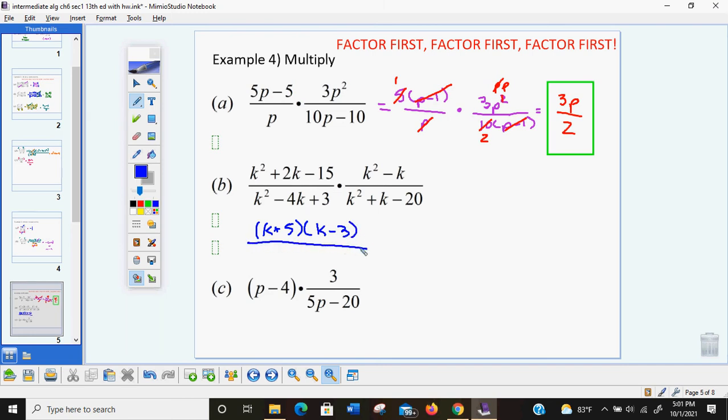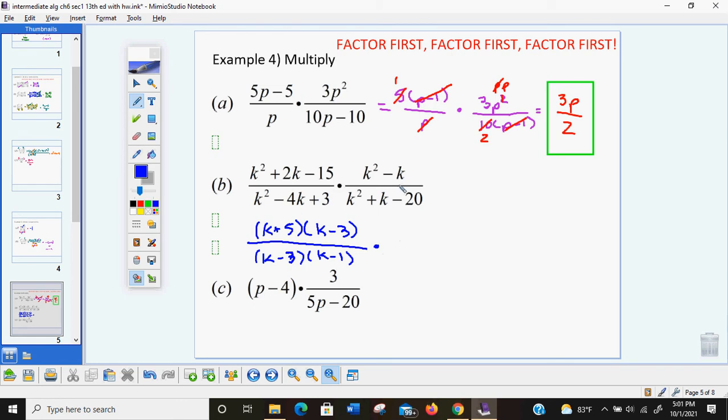Now go to the bottom. That factors into k minus 3 times k minus 1. That gives me a positive 3 on the end and a negative 4 in the middle. Now let's put in our times sign, and let's do this piece.